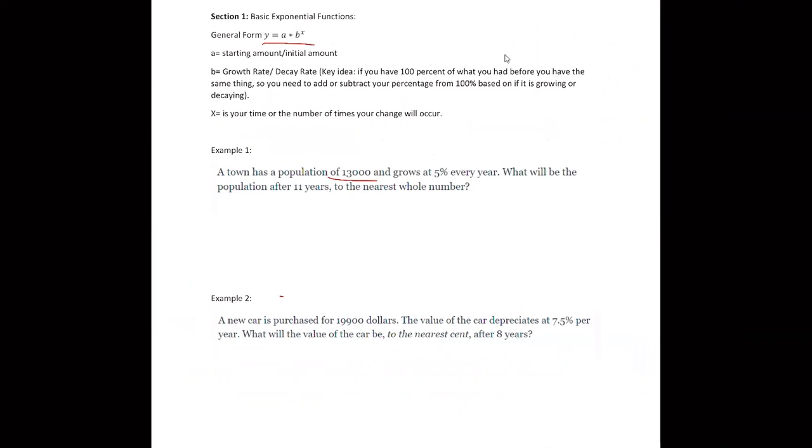So if the town's population was 13,000, that's your initial amount. What it's growing by is your growth rate, but this is going to help us find our b, though it's not actually our b yet. And then x is your time, or how many times it would happen. So if we plug this into our formula, we're going to have 13,000 plugged in place of that a, times, I'm going to wait to plug in my b, but up to the 11th power.